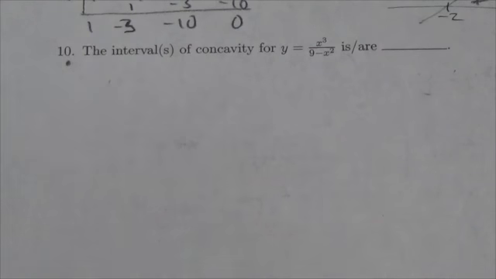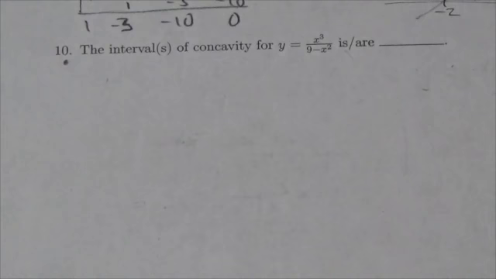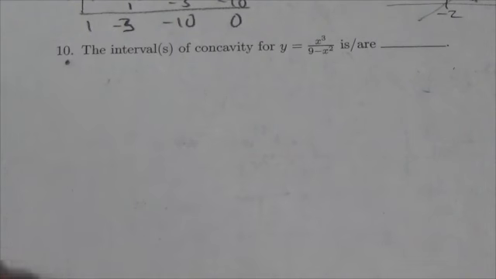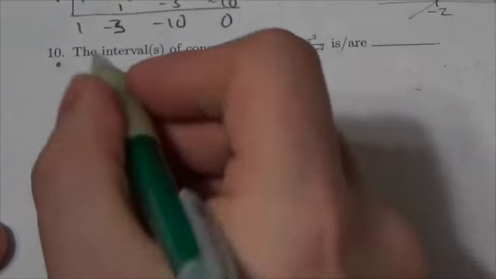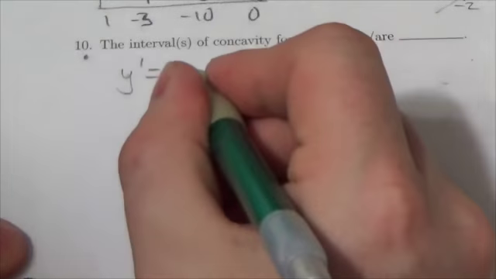Okay, everybody, numeric response number 10. We're going to find the intervals of concavity for x cubed over 9 minus x squared. So obviously we're going to have to take the derivative twice here. So I'm going to take the first derivative, and it being a rational, I will use the quotient rule. So what do we got here?